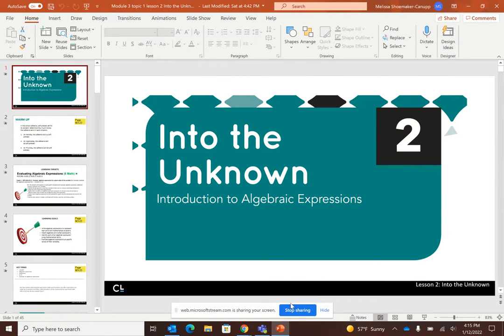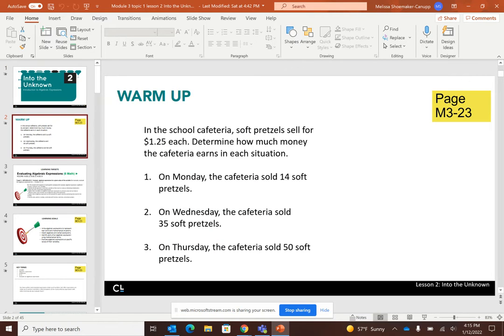Okay, class. So we're going to start out here with lesson 2. It's called Into the Unknown. This is where we really start to go to the next level. We've been building foundation skills so far, and now we're going to introduce the algebra part of this so that we can move on to our level 3 target. Warming up, we're just going to start thinking about the math.